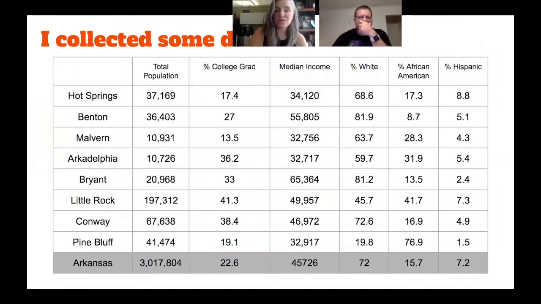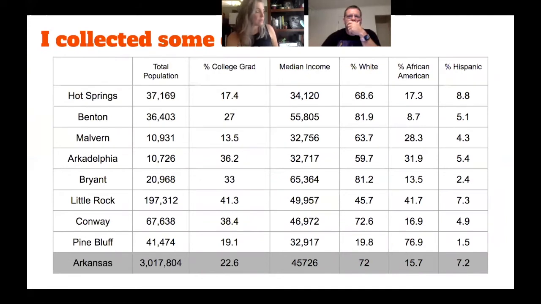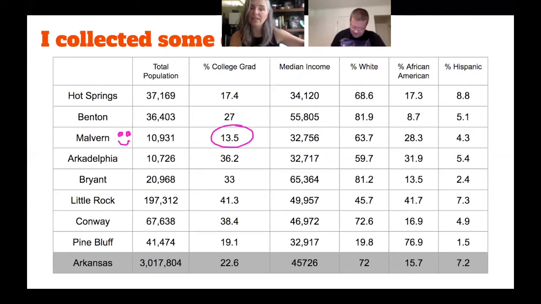So I went to the census, my favorite place to grab some data because it's pretty reliable. I collected this information from Central Arkansas cities. I looked up their total population, percent of college graduation, median income, percent white population, percent African American population, and percent Hispanic population. At the very bottom, I just put Arkansas, so you can see how these cities fare against the state.